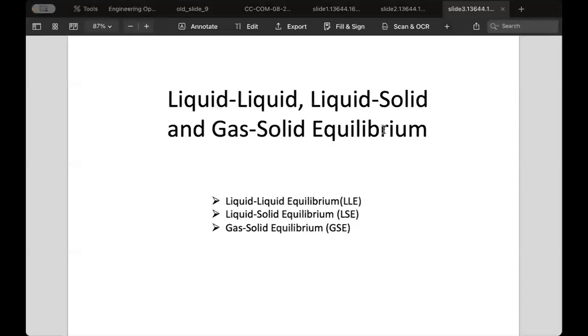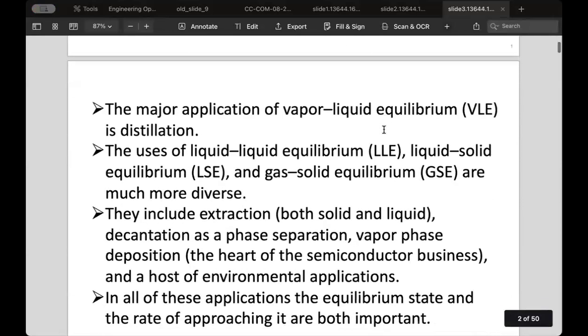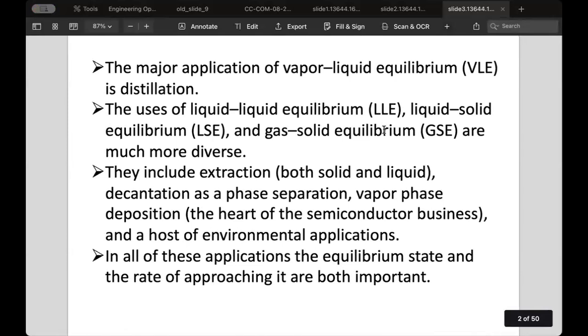Okay, so now we move to the next chapter where we deal with liquid-liquid equilibrium. Also, liquid-solid equilibrium and gas-solid equilibrium, but mostly on liquid-liquid equilibrium. So what is the major application of LLE, liquid-liquid equilibrium? For VLE, you use it for distillation, right? And also flash calculation. What about LLE?